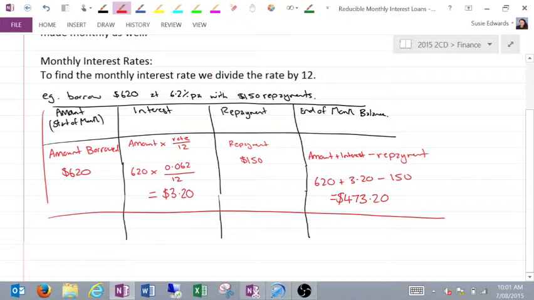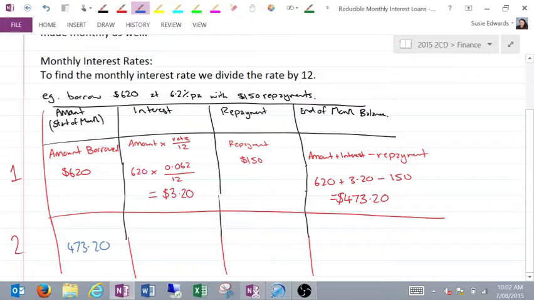So this is month 1, first month. If I look at month 2, what's the starting amount for month 2? John? $473.20. Okay? It's the amount from end of month. Can everyone see why we've got that? That's the amount due at the end of the month, so it's still the amount due at the start of the next month, if you haven't paid any more off.